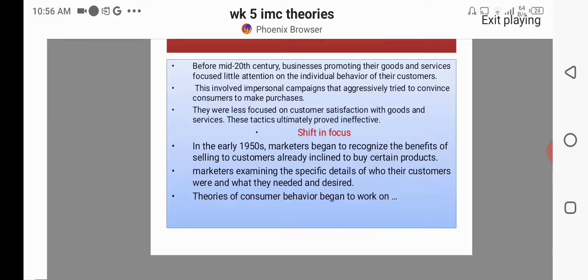Then the focus shifted. In the early 1950s, the marketeers or organizations began to recognize the benefits of selling to consumers already inclined to buy certain products. Marketeers examined the specific details of who their consumers were and what their needs and desires were. So that's how the theories of behavior began to work.